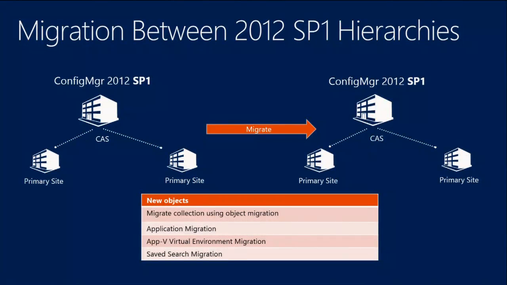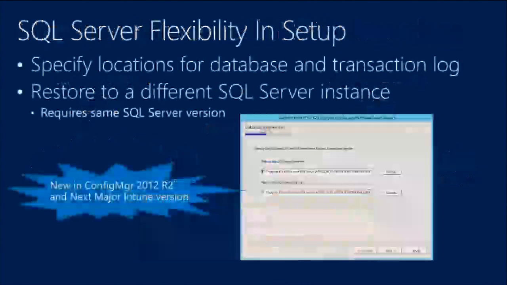We can still migrate from ConfigMan 2007, so those of you that raised your hand when asked about 2007, you can still migrate from there to ConfigMan 2012, RTM, SP1, as well as R2. Just that now, as of SP1, you can do 2012 SP1 to 2012 SP1. And again, including R2, when R2 becomes available to you, which I know is in preview mode.